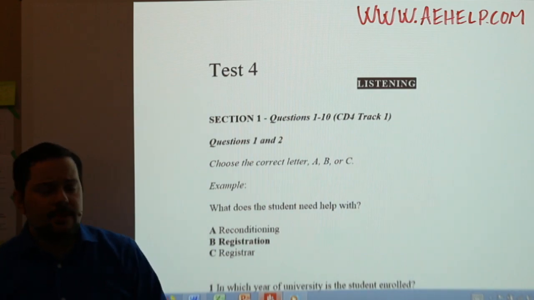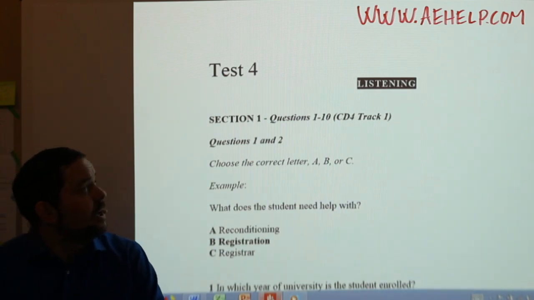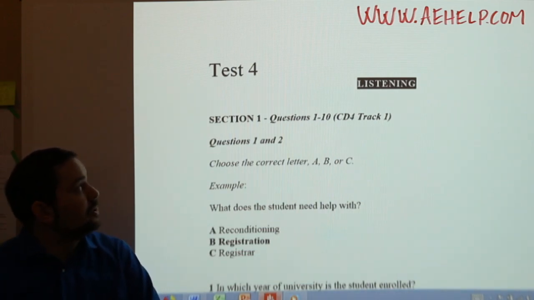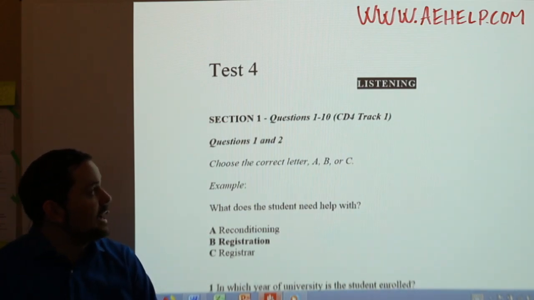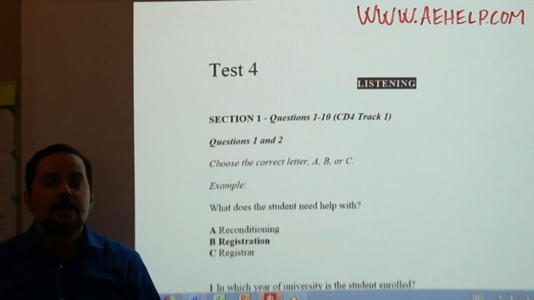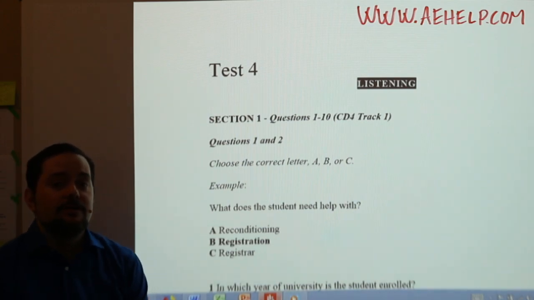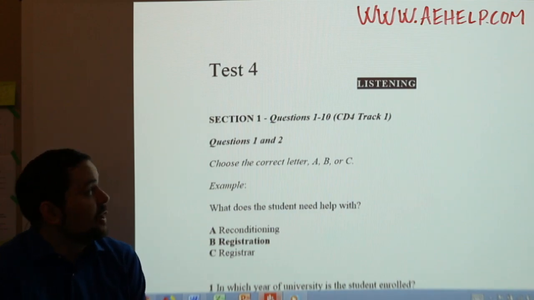So, again, we're doing IELTS listening, and I will explain some strategies and some skills for how to improve your listening score. But for the most part, this will be practice. I will play the audio, and you will have a chance to answer these questions, and I will give you the answer key so you can check your answers.